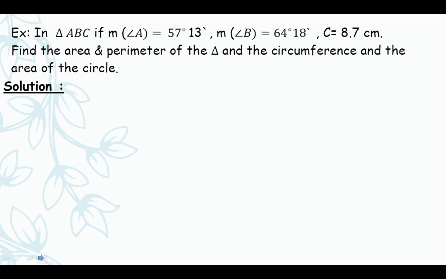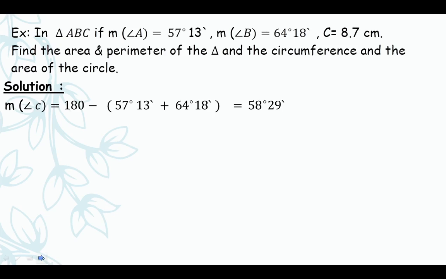Solution. Firstly, you should get the measure of the third angle, where measure of angle C equals 180 minus (57 degrees 13 minutes plus 64 degrees 18 minutes). Then measure of angle C equals 58 degrees 29 minutes.